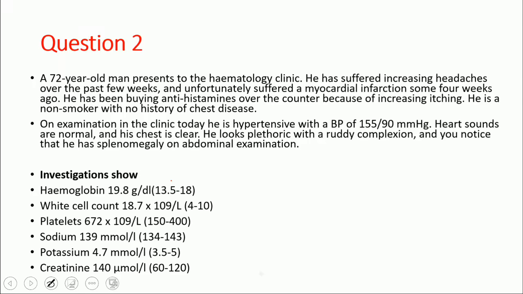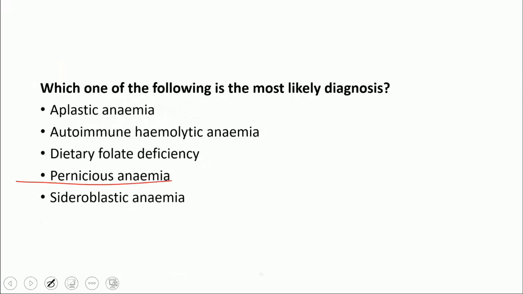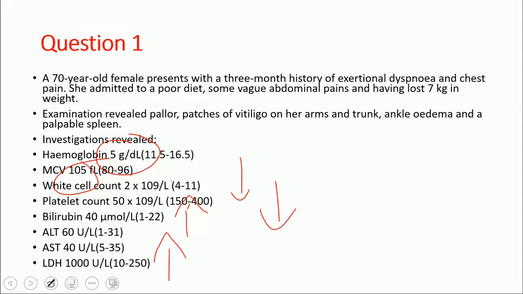Sir, excuse me, sir. Why can't we take that as autoimmune hemolytic anemia? You can't take that, because autoimmune hemolytic anemia itself wouldn't cause pancytopenia. That's right. But B12 deficiency can clearly cause pancytopenia, right? Okay, sir. Thank you, sir. Okay.